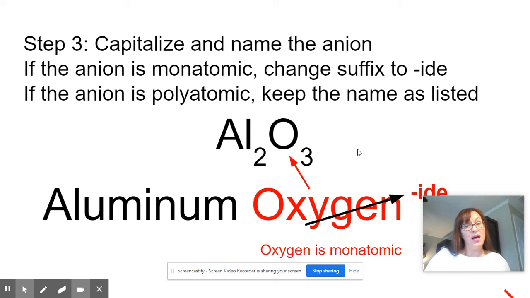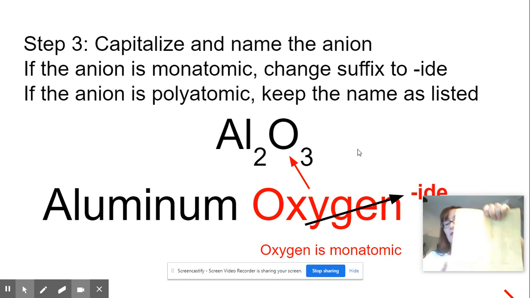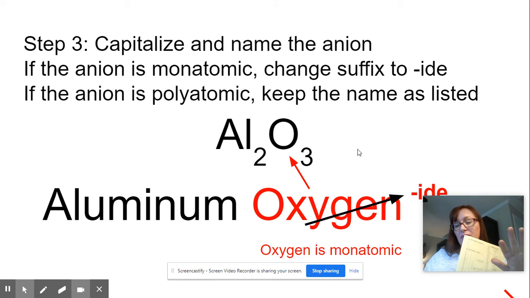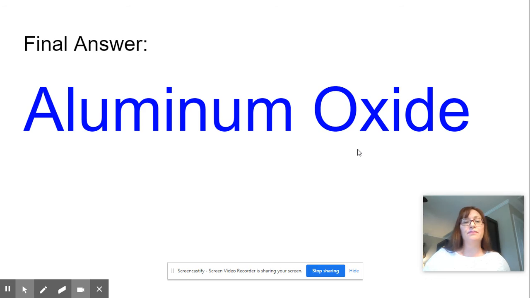Now, if it had been polyatomic, it would have been on this list on page 7 on your reference sheet. But all of these contain more than just one element, and my anion just has oxygen in it, so I know it's not polyatomic. So my final answer is aluminum oxide. And that is how you name a binary ionic compound that does not contain a Roman numeral.